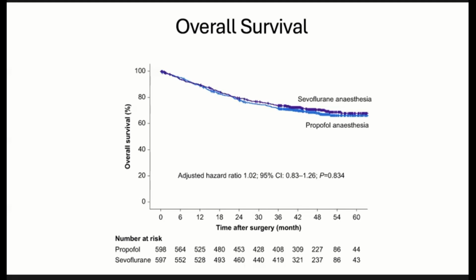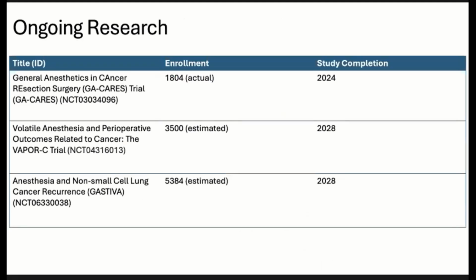So those are the only two randomized controlled trials that have been published thus far. And it remains possible that a significant effect might be found in other cancers. But so far, the best available evidence is indicating that the choice between the two doesn't have a bearing on long-term cancer outcomes. Ongoing RCTs will add to this field, and there are a couple that are ongoing at the moment.